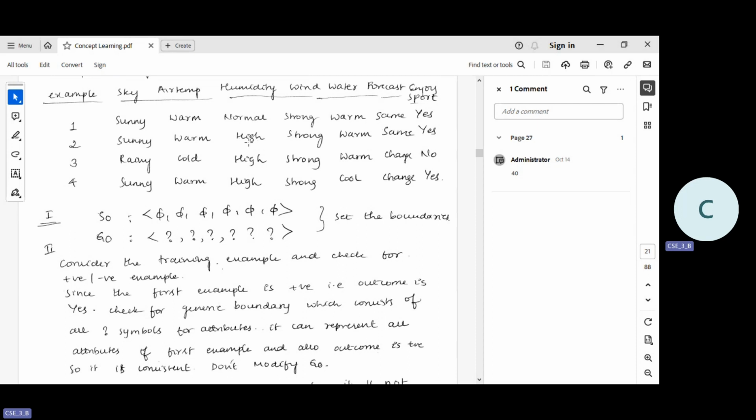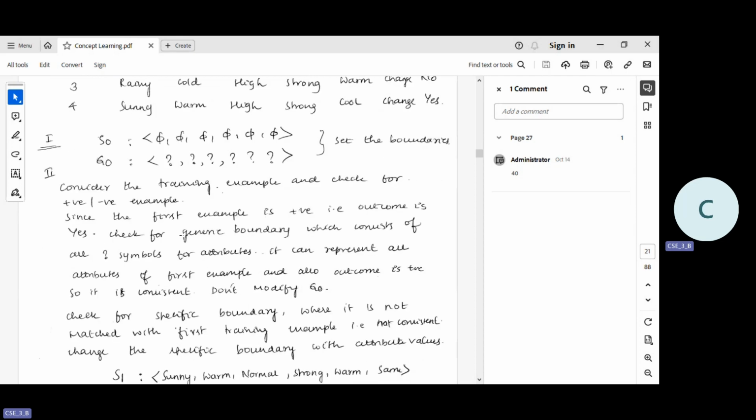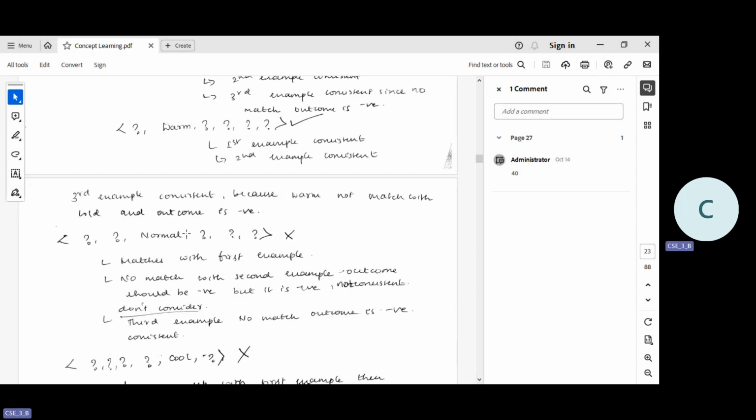But here we can observe the attribute value is high, but in the hypothesis we have the value as normal. So there is no match. If there is no match, then it is consistent only if the outcome is negative. So here actually no match, but the outcome is positive, that is yes. So we can say it is not consistent with the second example.